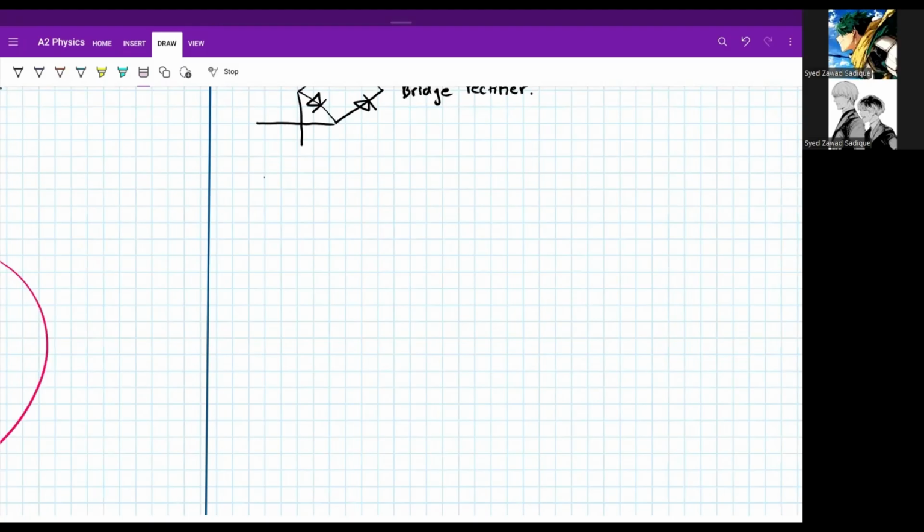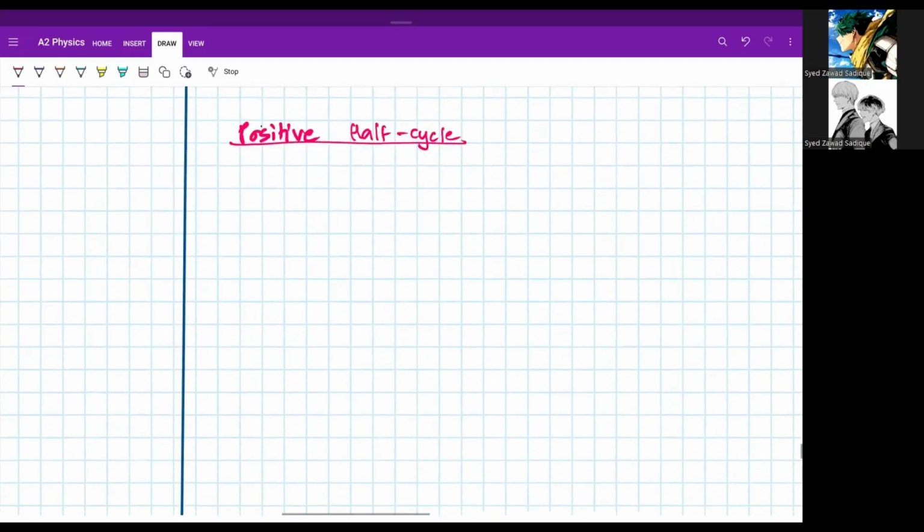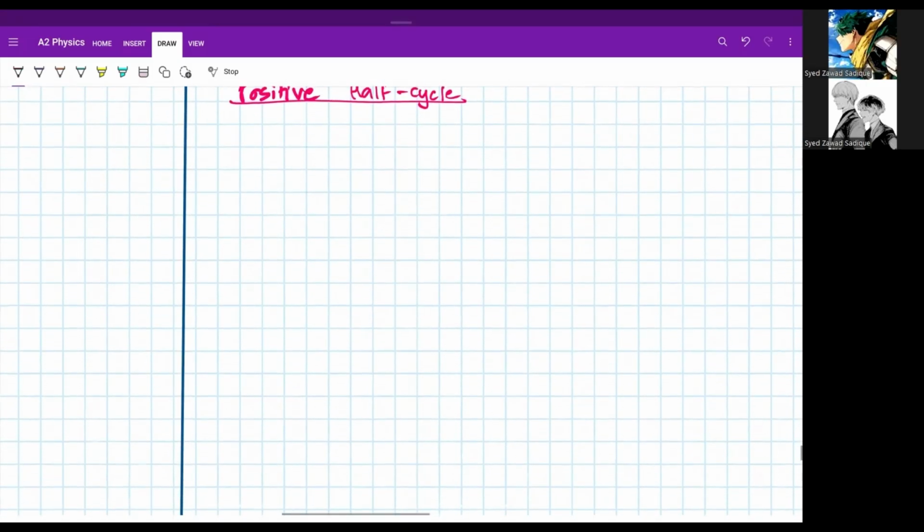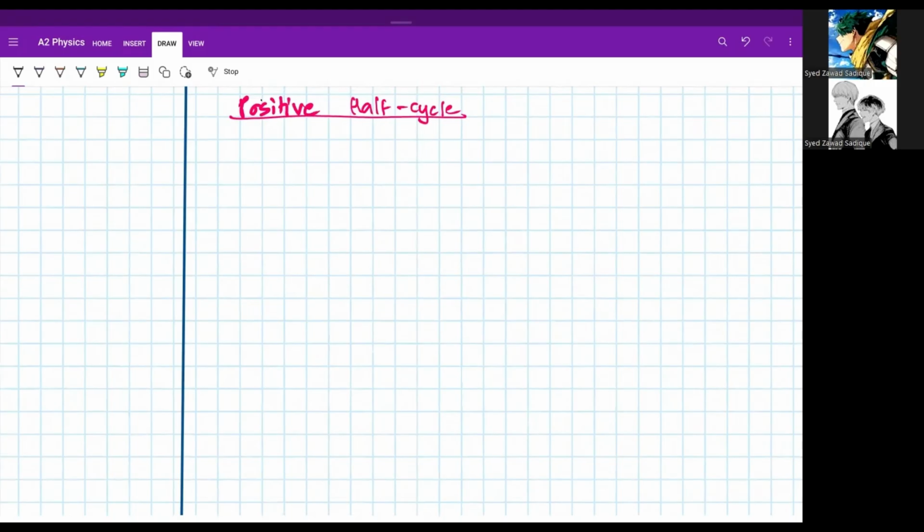So let's give some color to it. The positive half cycle. Now, again, guys, these are mostly drawings. Without drawings, I can't really help you understand. So let's draw.